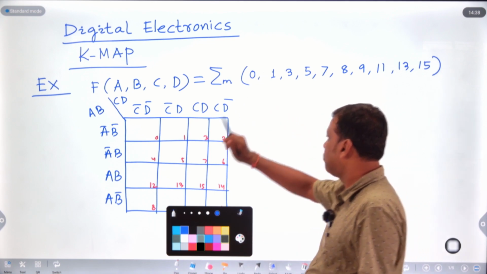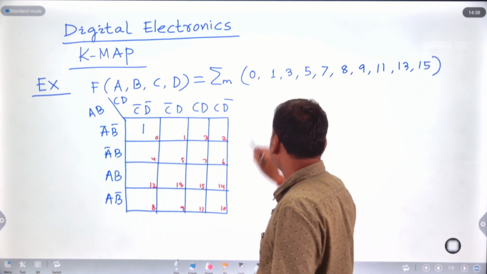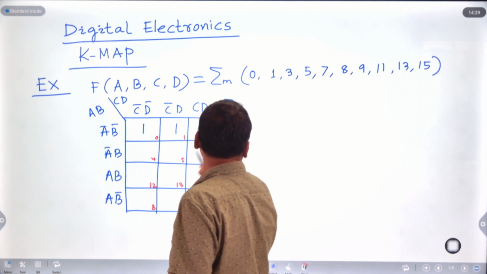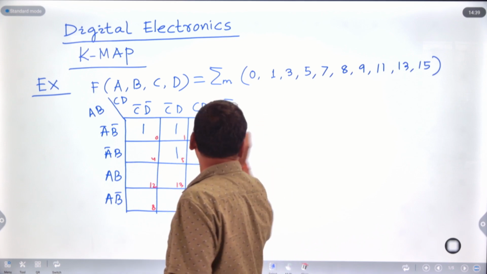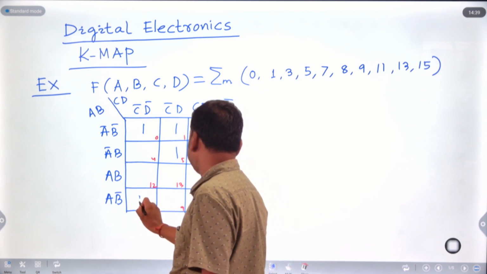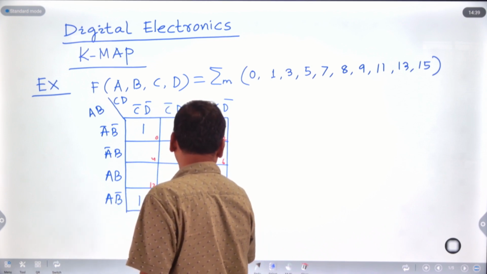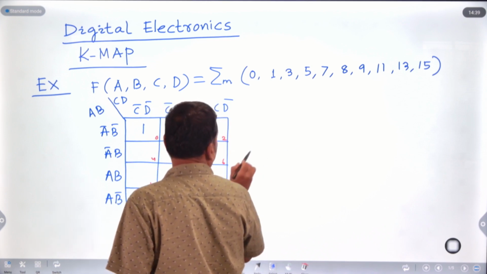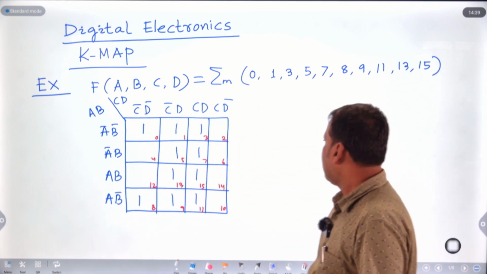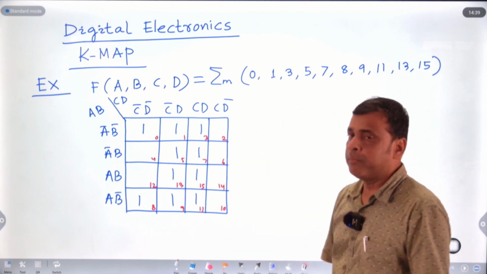Here at min term position 0, there will be 1. The min terms are represented by binary 1. Similarly 1, where is 1? Here there is 1. 3, where is 3? Then 5, that is your 5. And this is 7. Then 8, where is your 8? This is your 8. And then 9, then 11, and then 13, and this is your 15. So in each such square you have to put the binary 1.